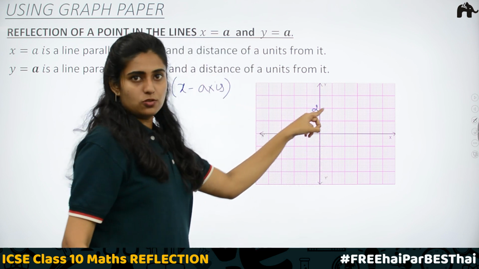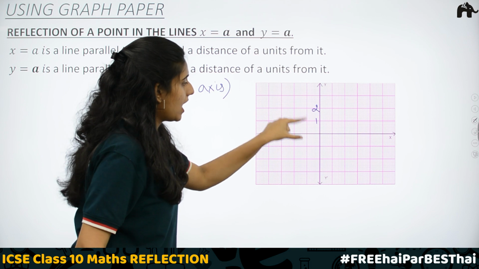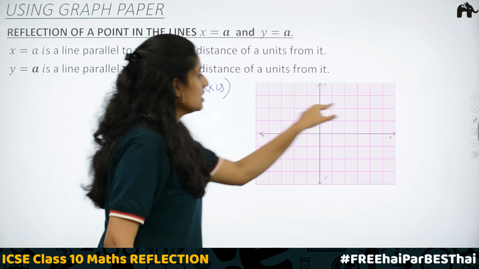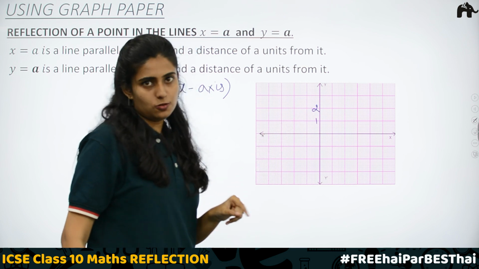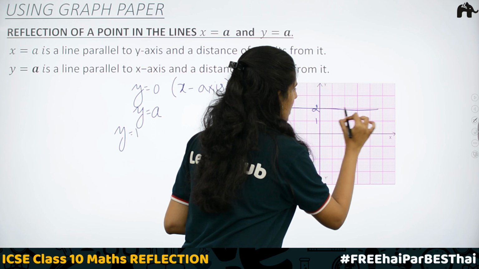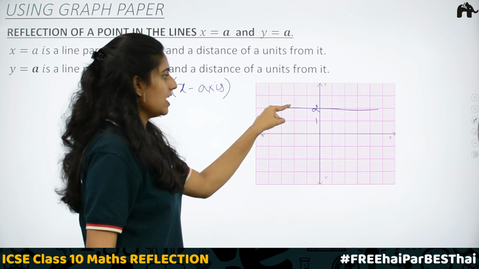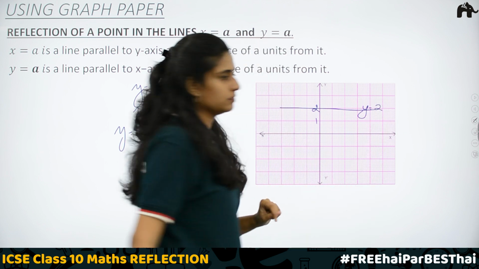Y is equal to 2. This line which passes through this point will be parallel to x-axis, and along this line every point will be having y coordinate is equal to 2. Okay. Now we'll be considering this line as our mirror line. This is my mirror line. The equation is y is equal to 2.